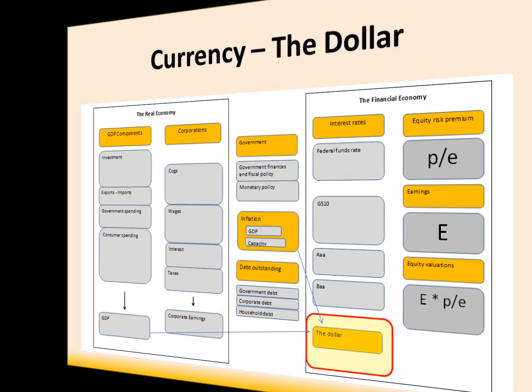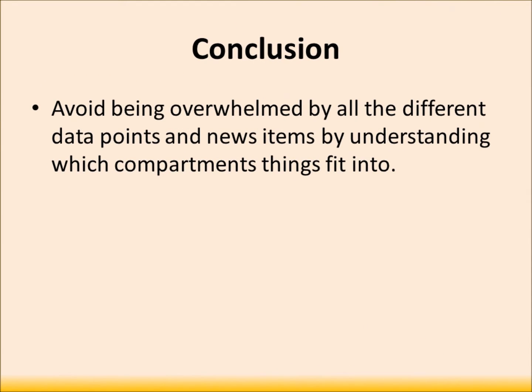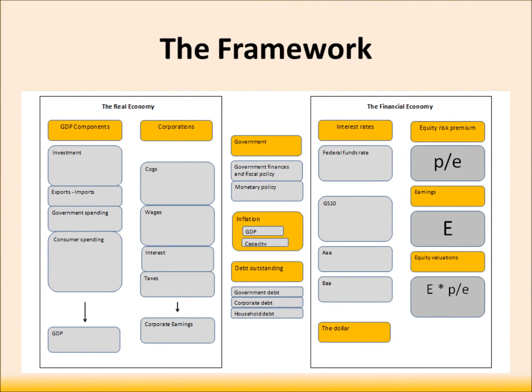And so that is how it all fits together. If, for example, you wish to know how equity prices are determined, start with the equity section on the financial economy side and work backwards to see what the drivers are. So that's it for this video. Hopefully being able to visualize which compartment things fit into will give you a clearer understanding of how the real and financial economy interact and the primary drivers of each.